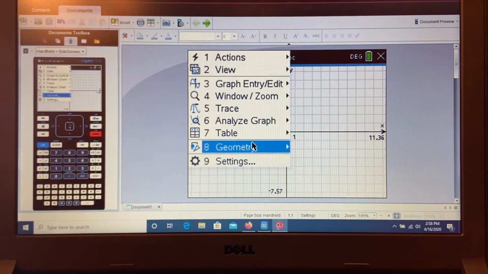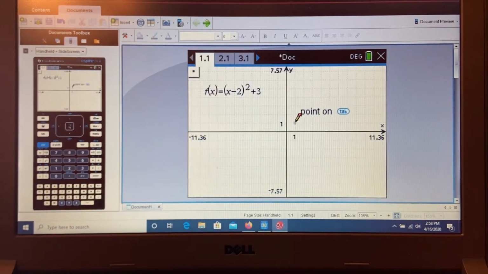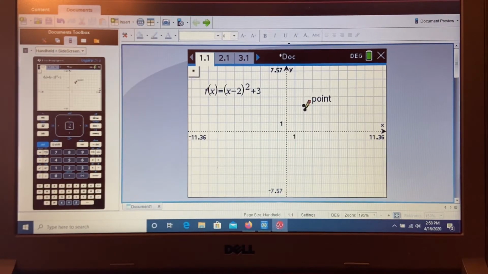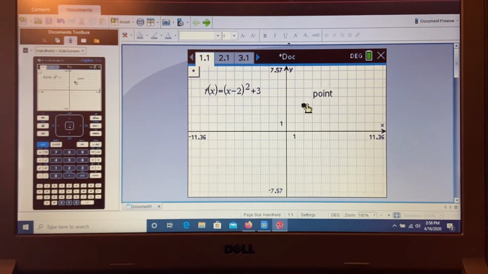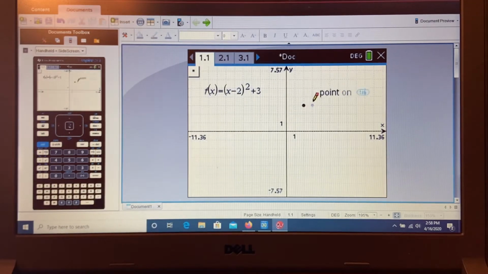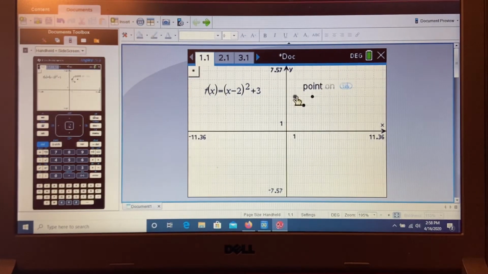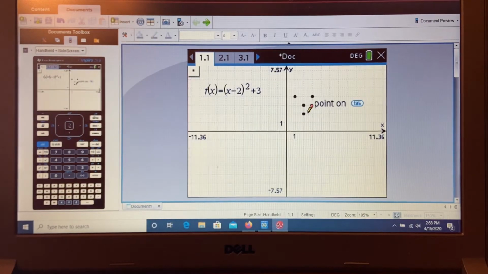So go to Menu, Geometry, Points and Lines, Point. So we are going to put positive 2, positive 3 on our graph, and that should be our vertex. Since we don't have an a value, our graph is going to be the same size as the parent function. And we know that our parent function goes over 1 and up 1 for our next point. And it is symmetric, so we go the other way. Negative 1, up 1, and it goes through that triangle right there. So this should be our graph of this equation.